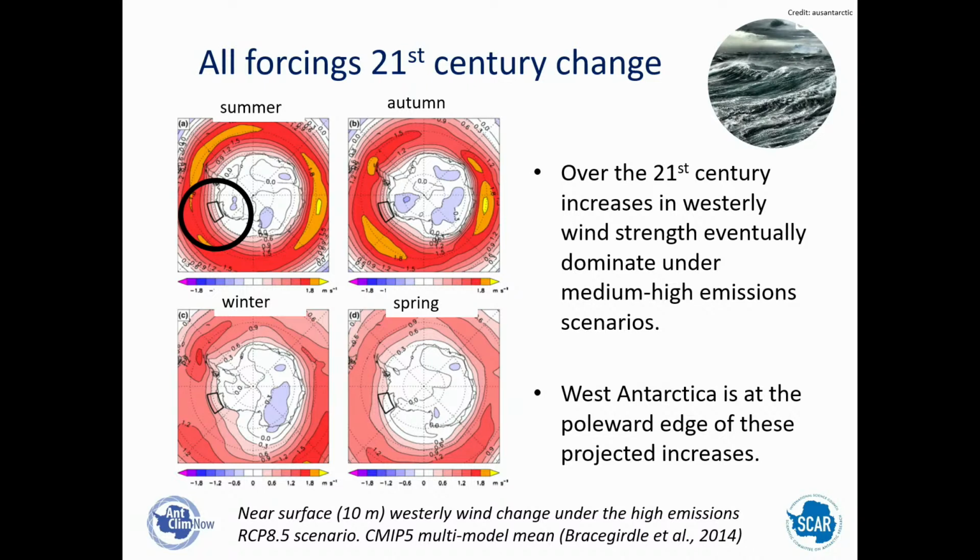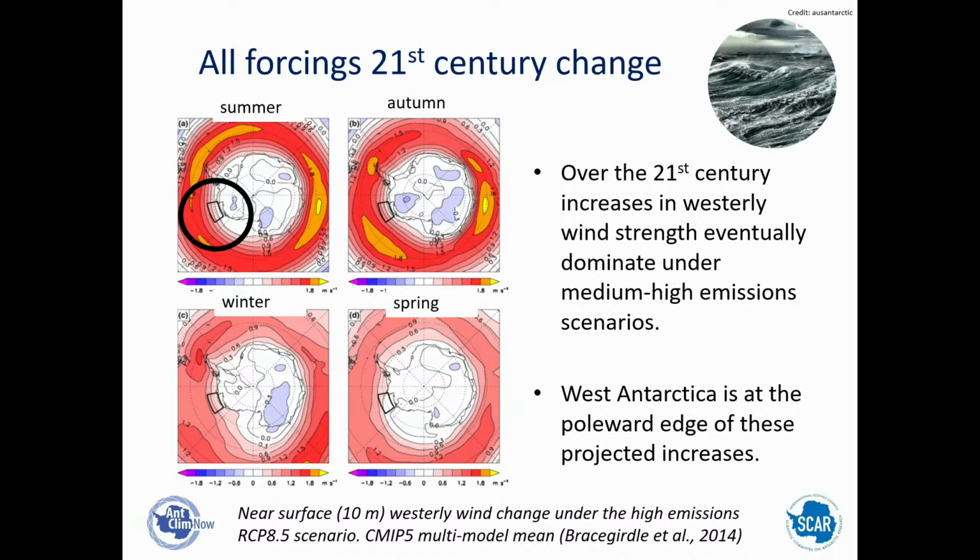And you can see that even in summer, by the end of the 21st century, we in fact see increases in the westerlies rather than decreases as greenhouse gases start to dominate over the recovery of stratospheric ozone. This illustrates that the future, sorry, I should say I circled the West Antarctic region there. The point being that coastal Antarctica is at the edge of this poleward shift of the westerlies, so these changes have many implications for the sort of impacts that I've discussed earlier.